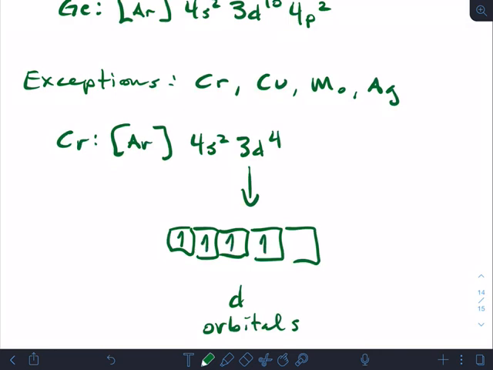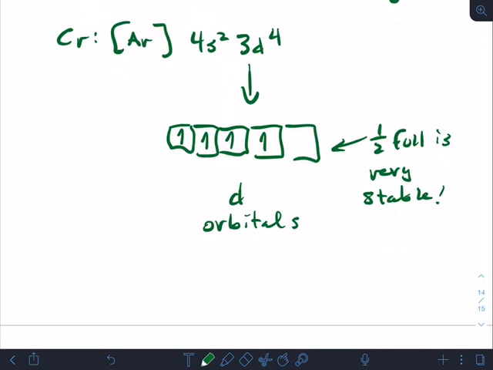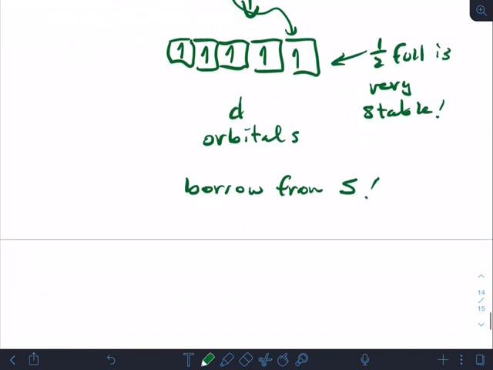Right? And I put an electron in each one, 2, 3, 4. Okay? Completely half full is very stable. Okay, right now I'm missing an electron from getting to a half full set of Ds. So what it does is we borrow from the S. Right? So it's going to take one of my S electrons and plunk it in there.